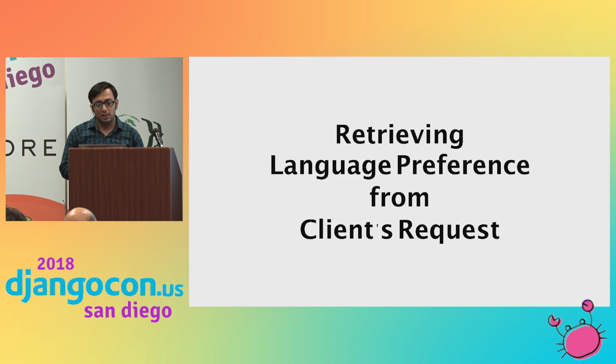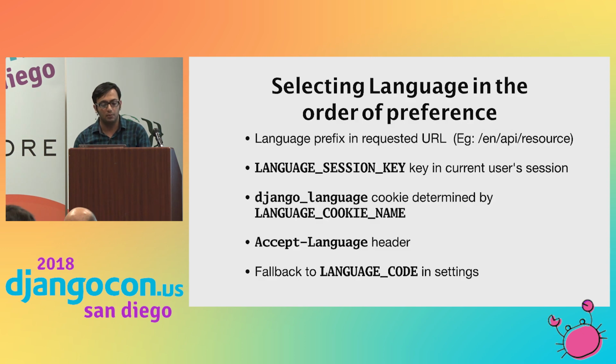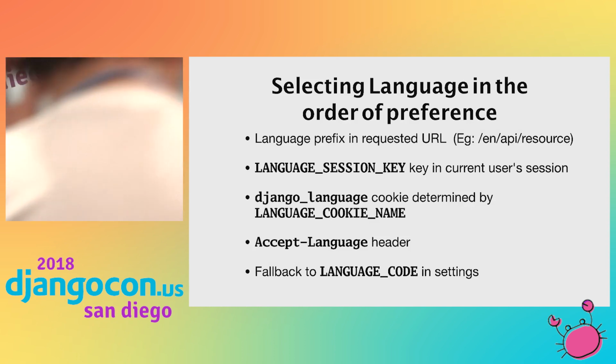But first, we need to decide how to track the language the client wants to communicate in. So there are different ways to get the preference in an HTTP request. And in order to retrieve the language preference from the client's request, LocaleMiddleware tries to determine the user's language preference by the following algorithm. So first, it would look for a language prefix in the requested URL. So for example, if your URL is /en/api/resource, en stands for the language code. And this is only performed when you're using the i18n_patterns function in your root URL conf.